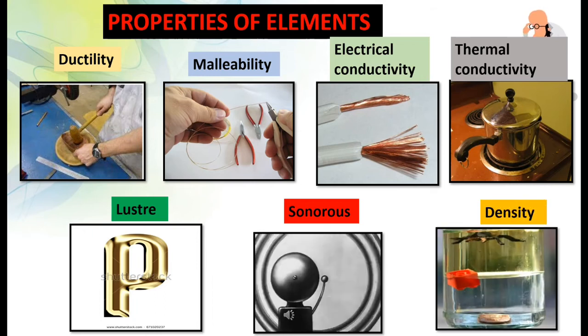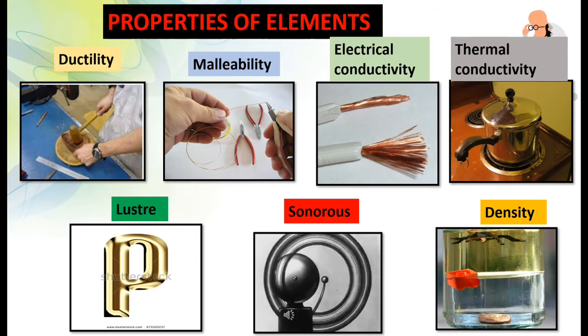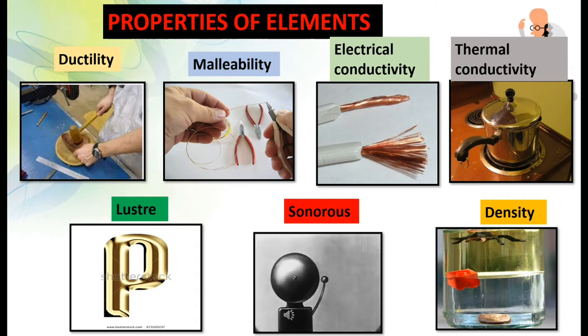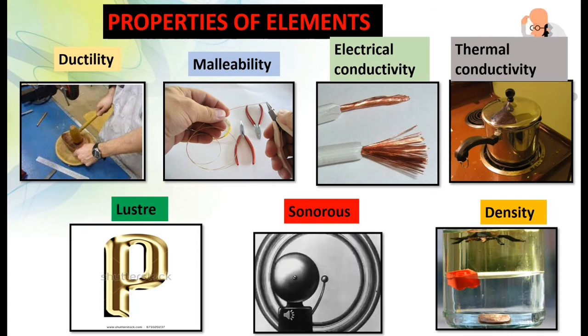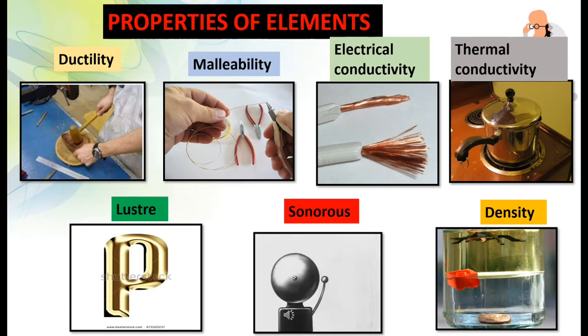Some elements are dense, some are light in weight. ठीक है, some can easily sink into the water because they have high density. Some float on the water because they have low density. So these are all properties of elements. Based on these properties, the elements are classified as metals and non-metals.